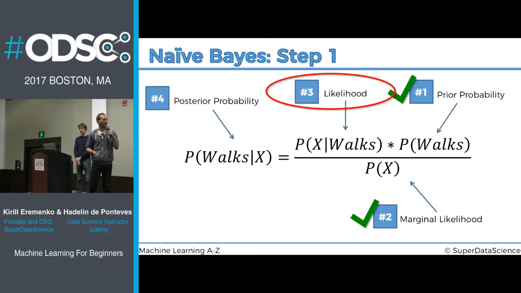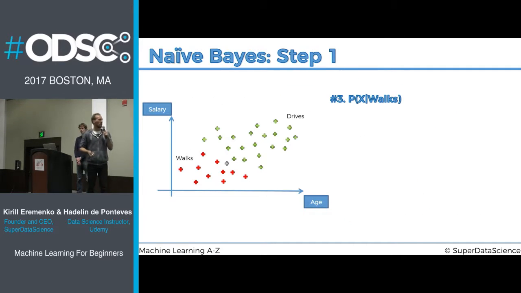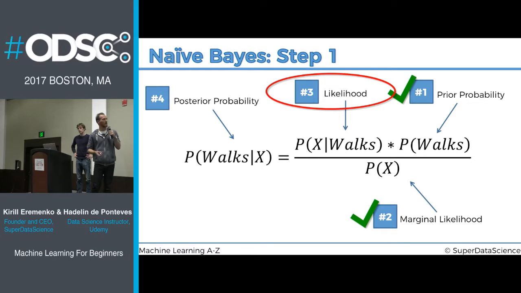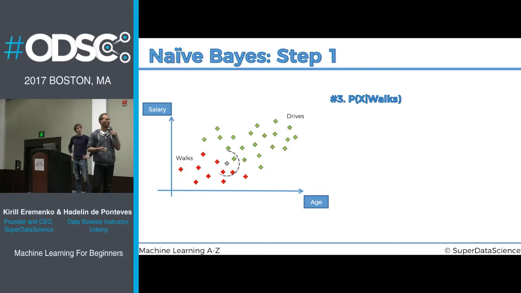Now we just have to calculate the likelihood. Draw a circle again. Likelihood is, if you look at it here, what is the probability of having those parameters X, the values X that we're looking for, given that we know they're walking. So if we know they're walking, that means they're a red point.